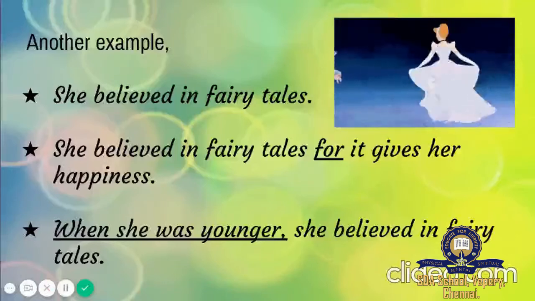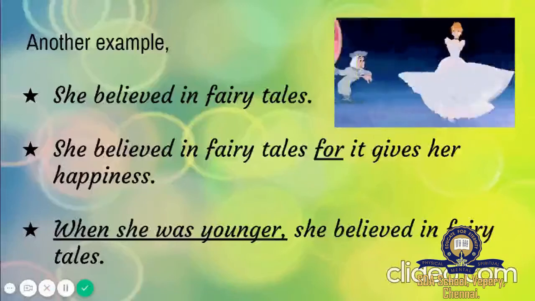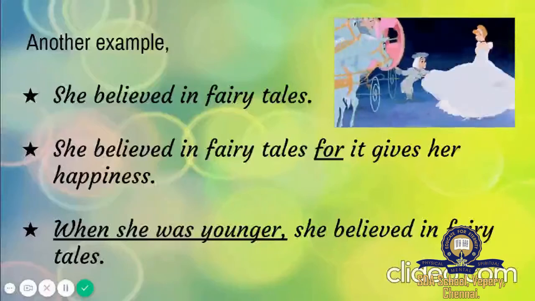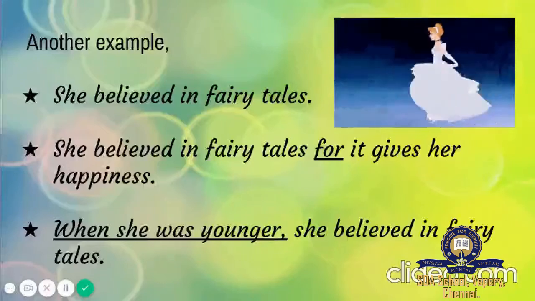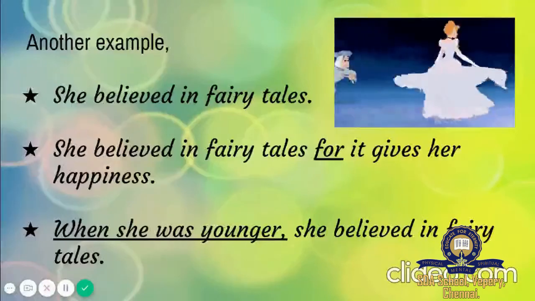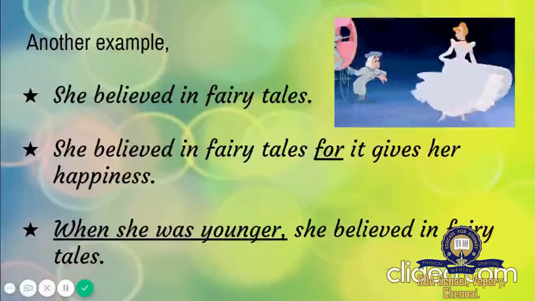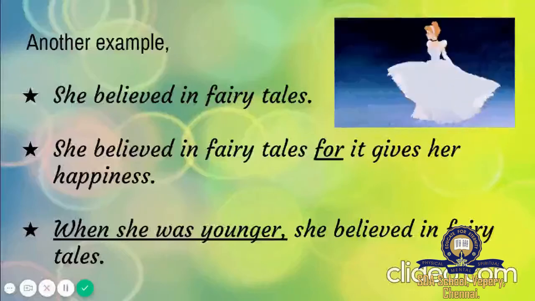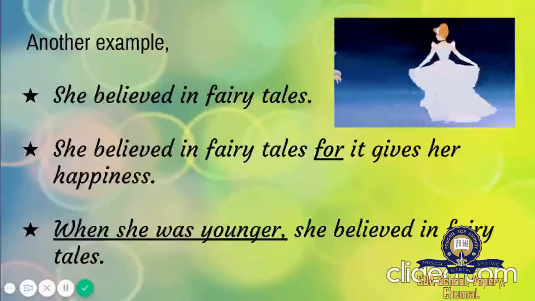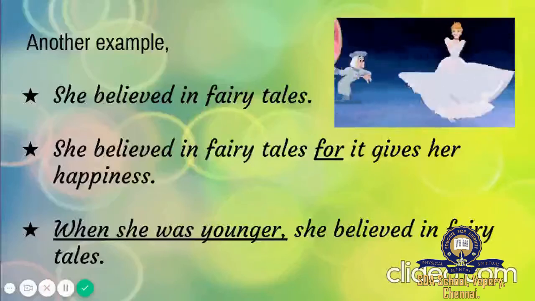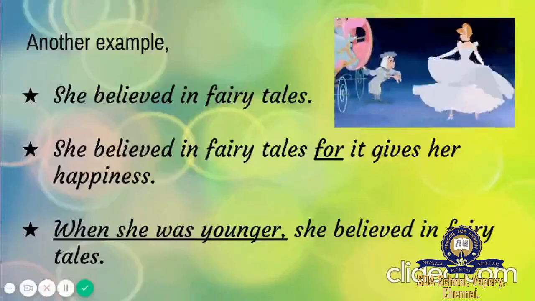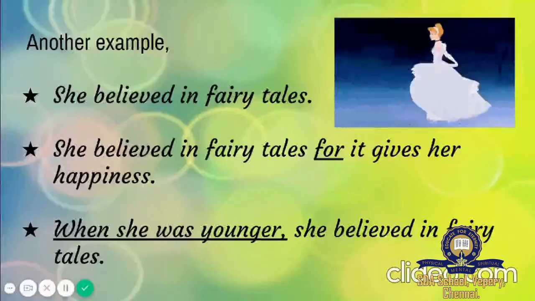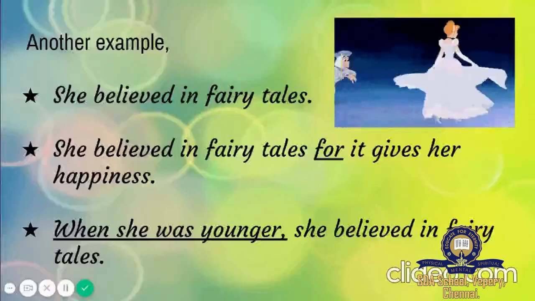Another one is, when she was younger, she believed in fairy tales. The sentence has a subordinate clause which can't stand on its own: when she was younger. Is this clause making sense? No. This is a subordinate clause, it cannot stand on its own. So this sentence has both a main clause and a subordinate clause. So this is a complex sentence.